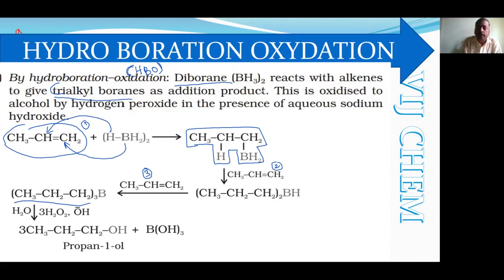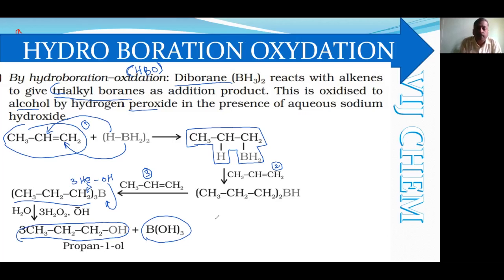Okay, up to here, addition product. Then this is oxidized to alcohol by using hydrogen peroxide. After that, we are adding hydrogen peroxide. So when you add hydrogen peroxide, hydrogen peroxide means OH and OH. So one OH will go this side and one OH will go this side. Likewise, 3 moles we will use. So 3 moles of B with OH, 3 moles of OH with each CH3. Therefore, it will form 3 moles of alcohol.